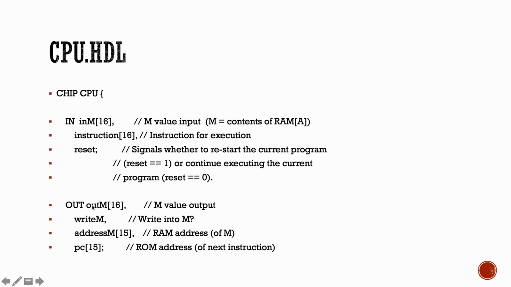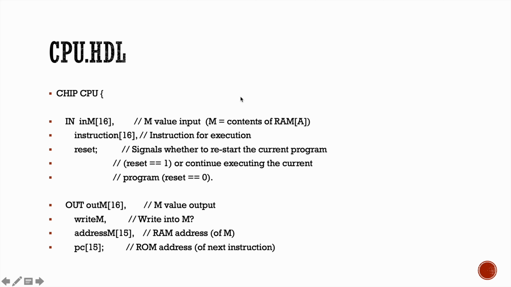And these are the outputs. We have outM, which is 16-bit, writeM, and addressM, which is a 15-bit address, and also the program counter. This is the API. Before we write the HDL code, we have to derive the API first. So this is what we've got so far.